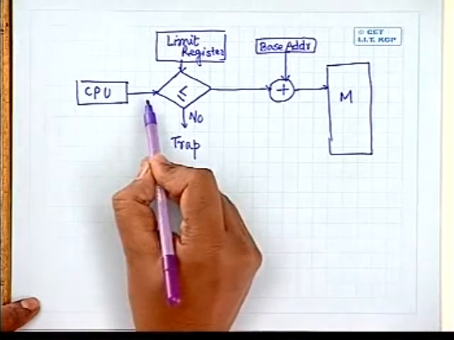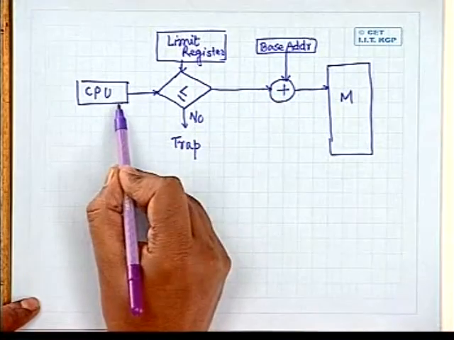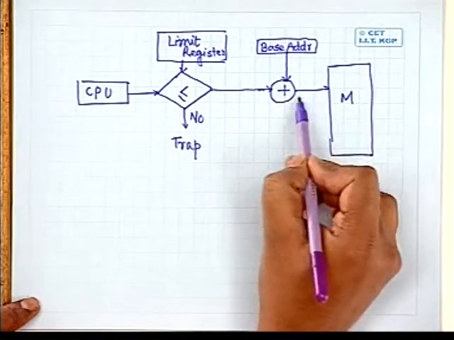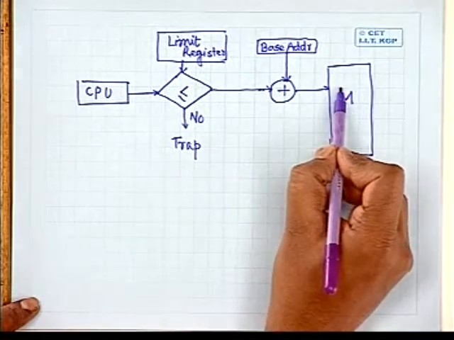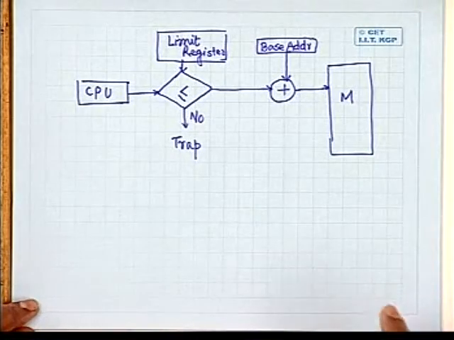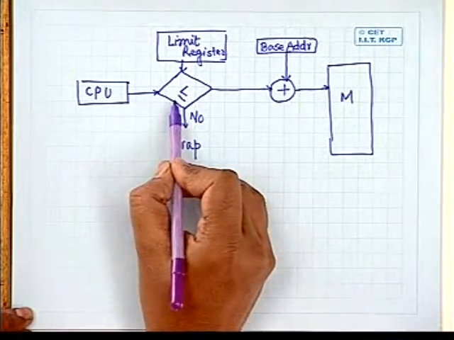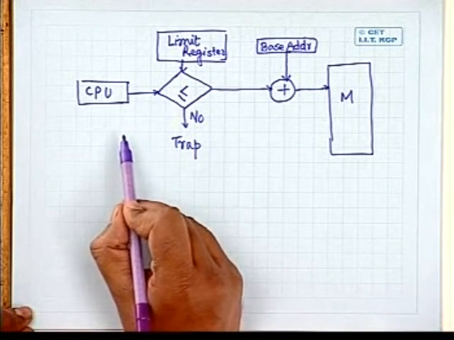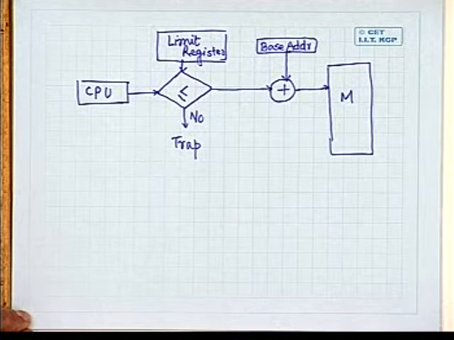Okay, so if this address is less than or equal to the limit register, then you add the address, because this is the logical address, with the base address. That gives you the physical address in the main memory, and this physical address tells you which particular location of the main memory is to be accessed. If it becomes more than the limit, then there will be a trap, because the process is trying to access an area which is not actually allocated to it.